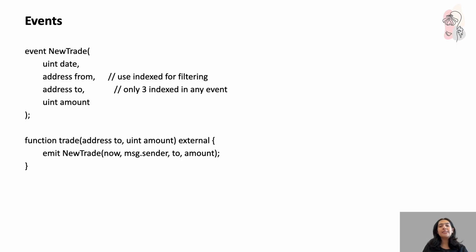Now, if you notice, there's a comment in the event: use indexed for filtering, only 3 indexed in any event. Why is this? Because in Solidity, you can mark up to 3 parameters as indexed. Indexed parameters make it easier to filter and search for specific events later, like, let's say, finding all trades from a certain address or to a certain address without scanning every single entry in the log manually.